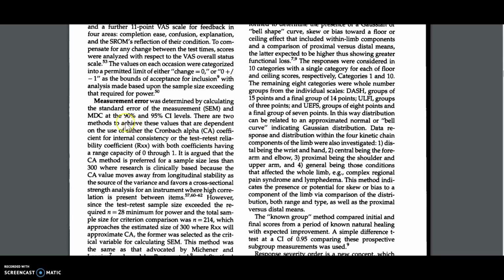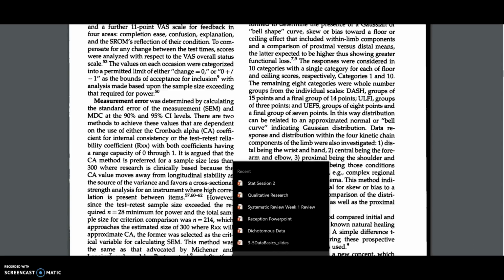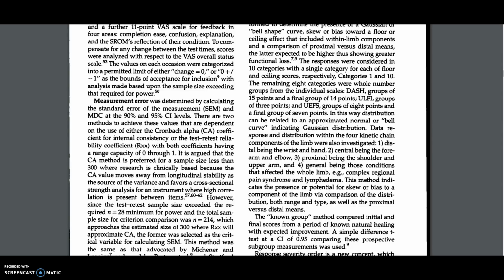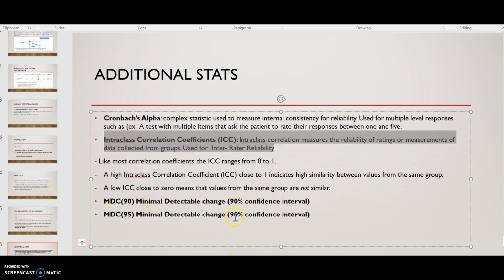Now, let's talk a little bit more about what else you see here. You see MDC at the 90% and 95% confidence intervals. Well, what this means is minimally detectable change. Let me pull up my PowerPoint again. Minimally detectable change essentially means what is the lowest amount of change that has been considered for an assessment to be statistically significant.